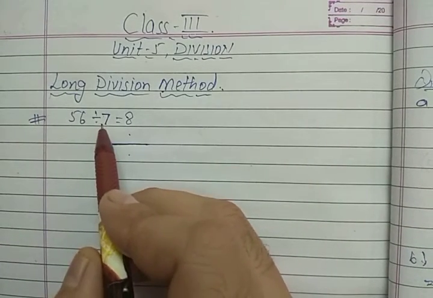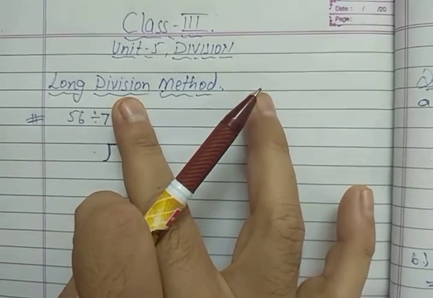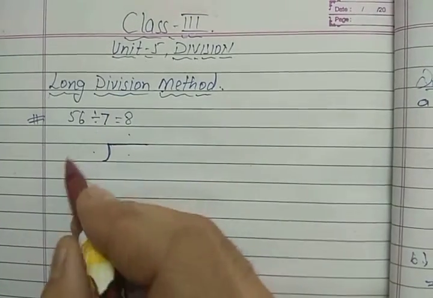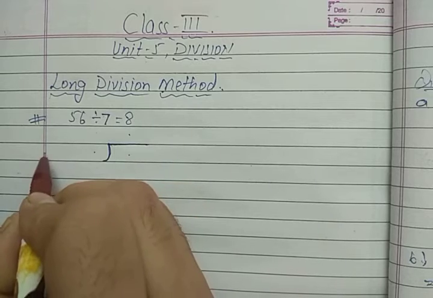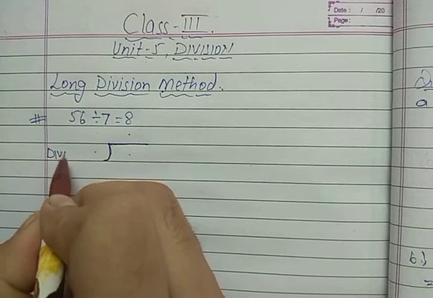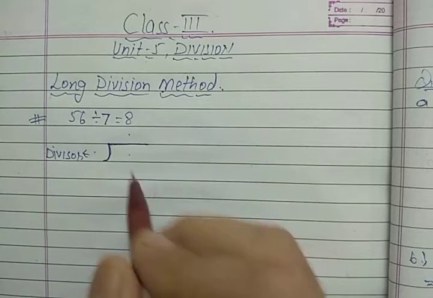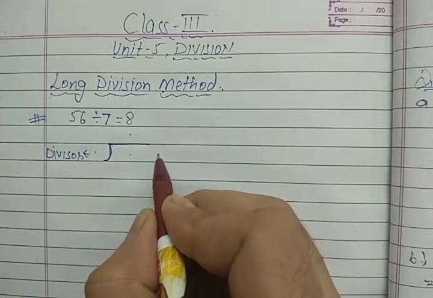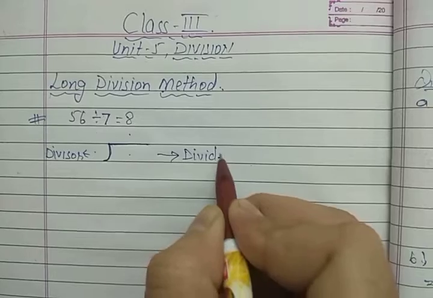So we have 2 things. 56 divided by 7. The question is 56 divided by 7. So we have to write the divisor here, and the dividend here.